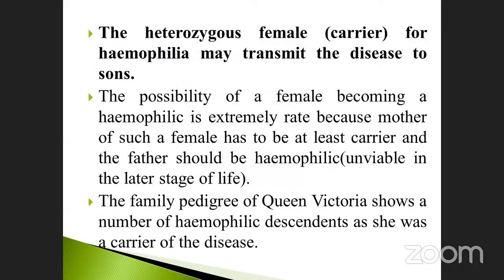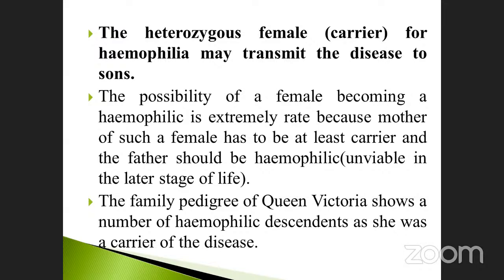See here. The heterozygous female carrier for hemophilia may transmit the disease to sons. The possibility of a female becoming hemophilic is extremely rare because the mother of such a female has to be at least a carrier and the father should be hemophilic. Unviable in the later stage of life. When you go to pedigree analysis, these are the stages we can easily identify. Heterozygous female carries the hemophilia and transmits the disease to the sons.